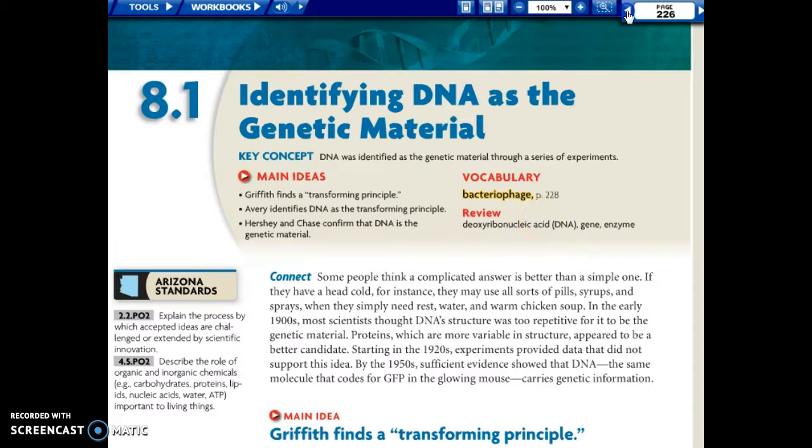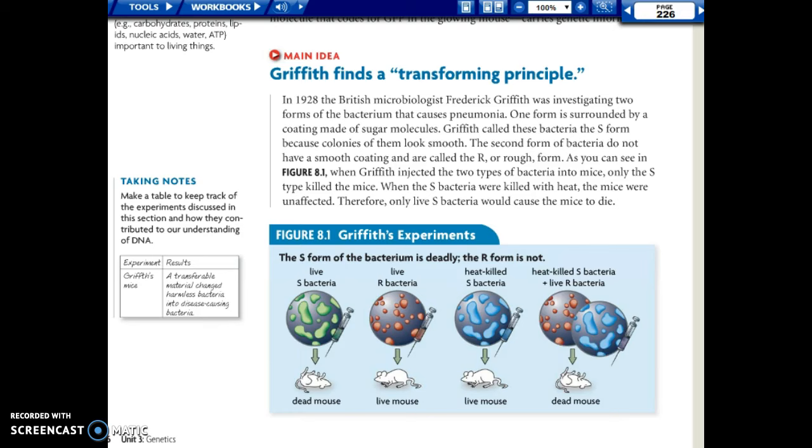Why? Because this R bacteria was transformed into a lethal form because something from this dead bacteria was passed on to it. So this R one was transformed, becoming lethal.